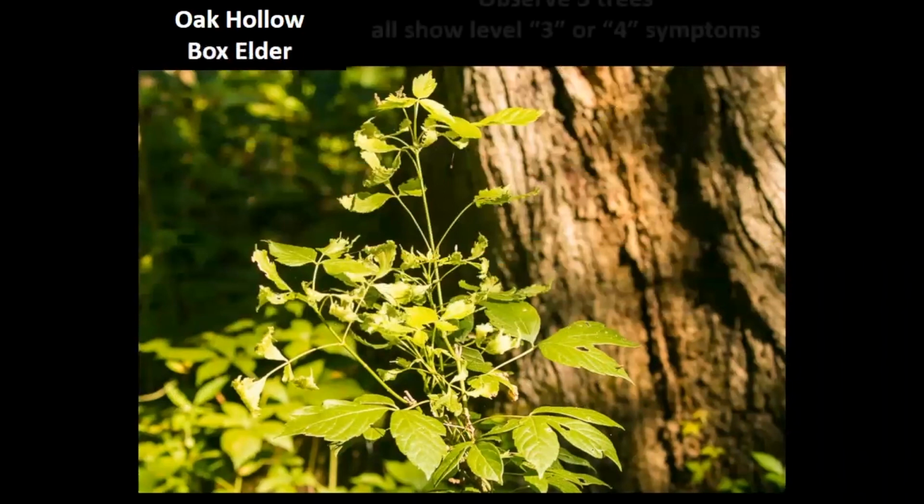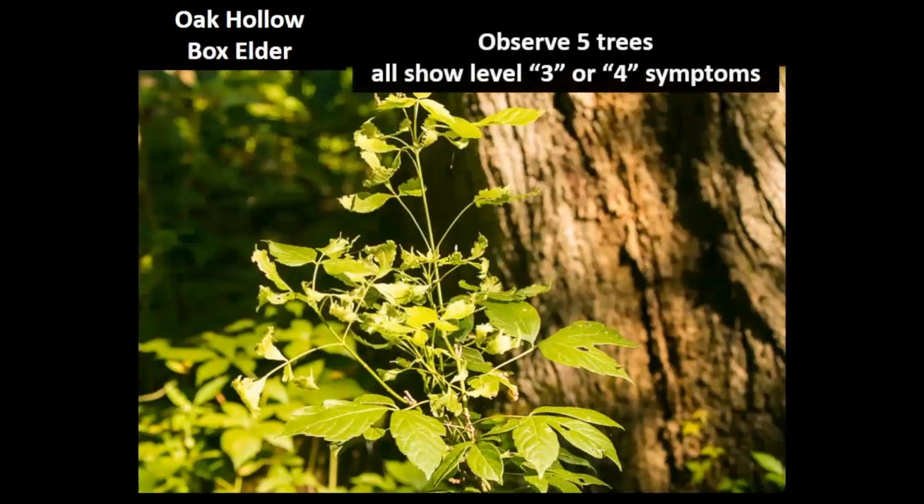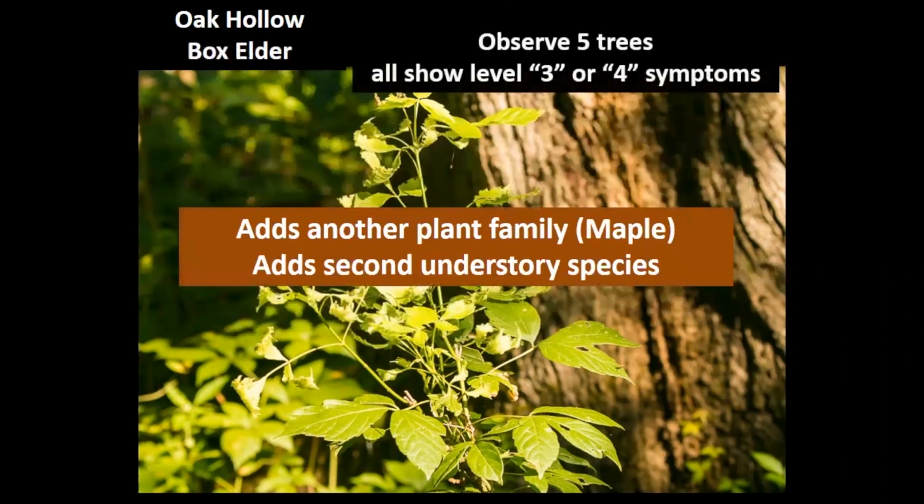We're walking around, and we find, fortunately, some box elder, which is a very useful species in several ways. And we observe 5 trees in this area. All show level 3 or 4 symptoms in that neighborhood. Okay, well, what have we got now? We've added another plant family to our list of families that we're looking at, the maple family, and we've added a second understory species, because most of the box elder are probably in this 10 to 30 foot range that we're coming across, although some of them might be in the ground layer as well.